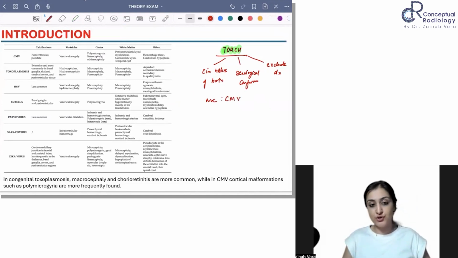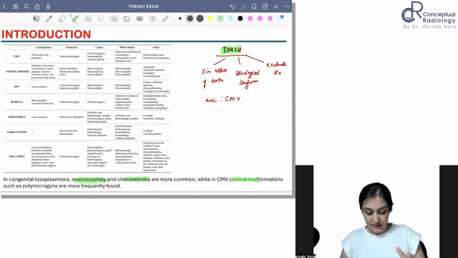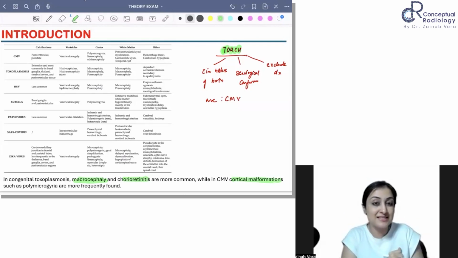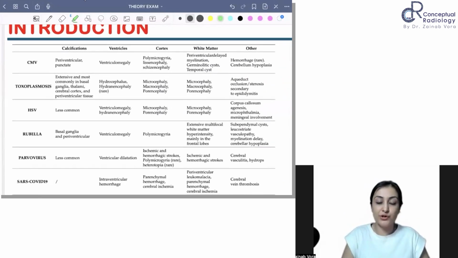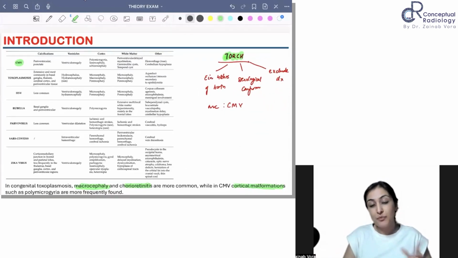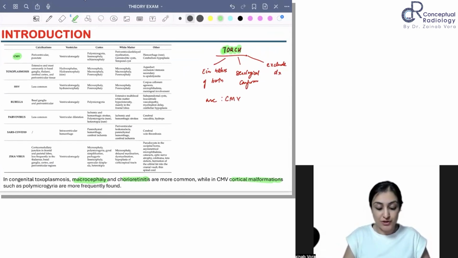CMV versus toxo. So overall, to give you in a nutshell, macrocephaly and chorioretinitis more in toxo, whereas cortical malformations more in CMV. Baby stuff, you all know that CMV is periventricular calcification, toxo is parenchymal calcification, but we are past that stage, right? So there's nothing specific like that. It is only for NEET PG level. That specificity doesn't really exist that much in practice, okay? So what you want to remember, that CMV usually leads to more cortical malformation changes, okay?